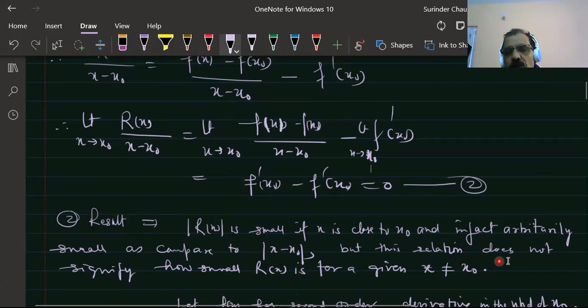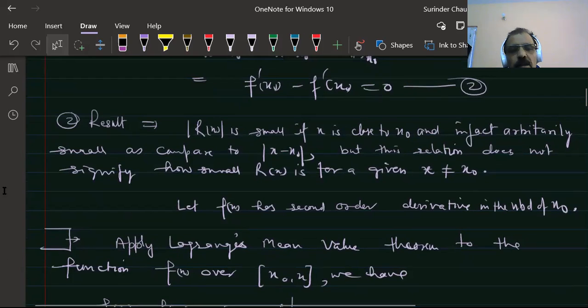But this relation does not signify how small R(x) is for a given x not equal to x naught. For that, let f(x) have a second order derivative in the neighborhood of x naught. How small is R(x)? For that, we will find the approximate value of the error. How small is this error? Let us suppose f(x) has the second order derivative in the neighborhood of x naught.